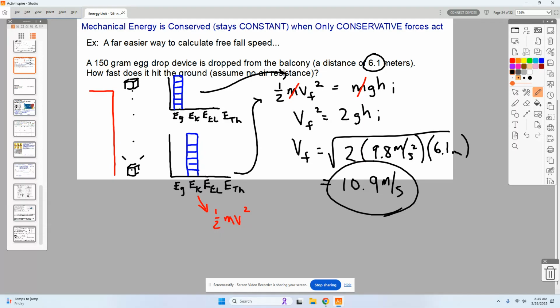You can do that. Somewhat complicated to do that here. Fairly easy to do here using energy principles. So energy is a great simplifier. It just makes things easier to do, right? So again, that's a way to do it.